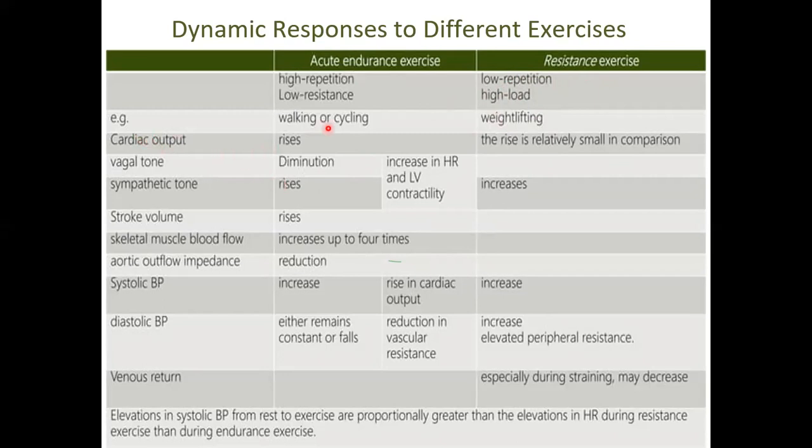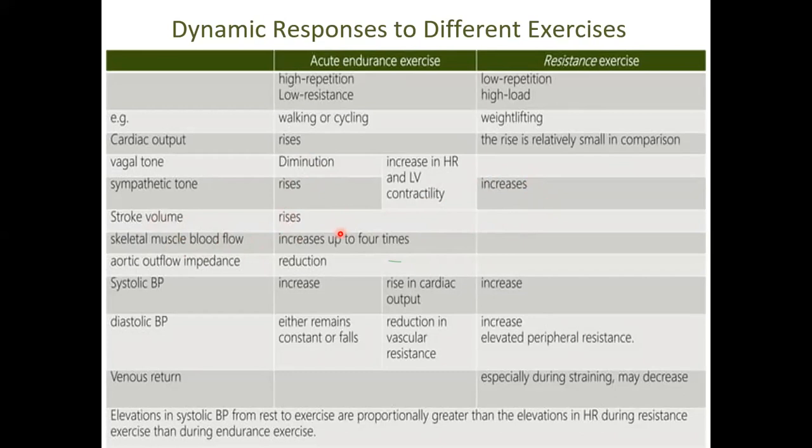So the cardiac output increases in endurance exercises, while in resistance exercise, the rise is relatively small in comparison. Vagal tone also diminishes in endurance exercises, with a corresponding rise in sympathetic tone, and a corresponding increase in heart rate and left ventricular contractility. There's also an increase in sympathetic tone, no doubt, in resistance exercise. Likewise, stroke volume increases. There's also an increase in stroke volume in resistance exercise, but that is not as significant as you find in acute endurance exercises.